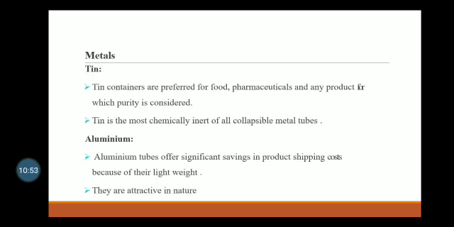Metals: tin. Tin containers are preferred for food, pharmaceuticals, and any product for which purity is considered. Tin is the most chemically inert of all collapsible metal tubes. Aluminum. Aluminum tubes offer significant savings in product shipping cost because of their light weight. They are attractive in nature.